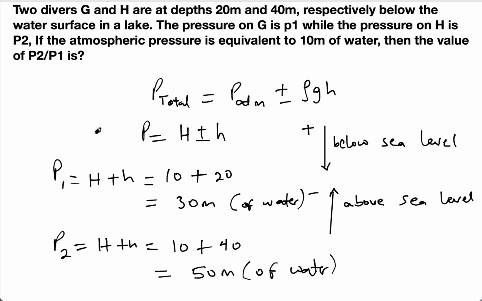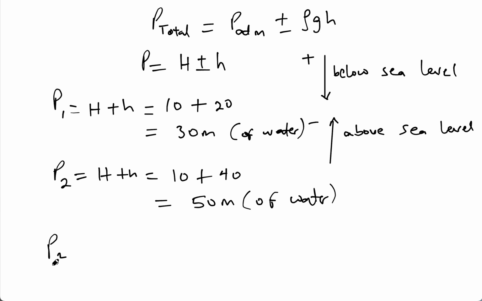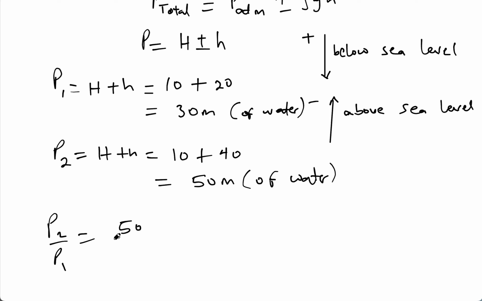So to find the ratio of P2 to P1, we do P2 divided by P1, and that would be 50 divided by 30. If you simplify this, that is 5 over 3, which implies that the ratio is 5 to 3.